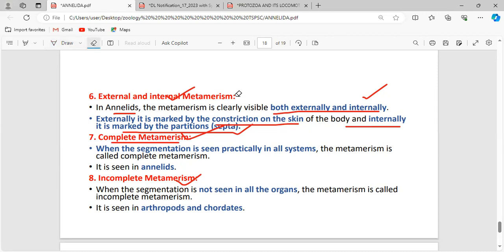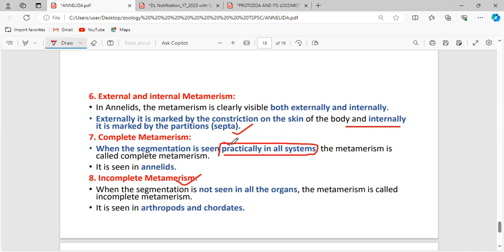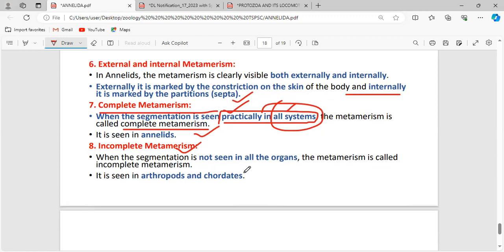Complete metamerism. What does complete metamerism mean? When the segmentation is present practically in all the systems, the metamerism is said to be a complete metamerism. In all the systems, the digestive system, reproductive system, respiratory system, excretory system, nervous system, sensory organs, in all the physiological systems, the segmentation can be seen. That is said to be complete metamerism.